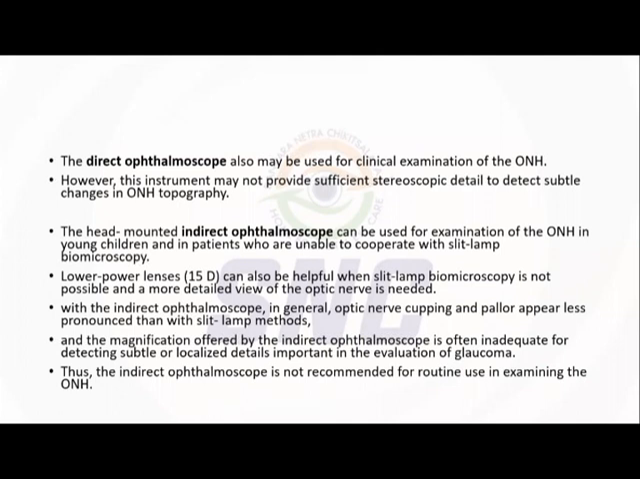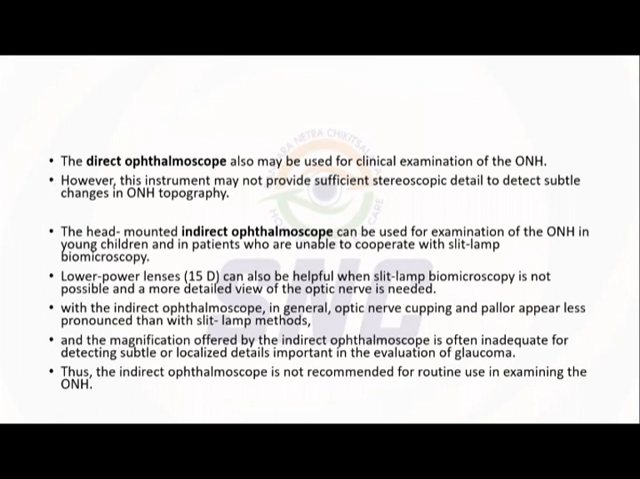Lower power lenses, like 15D, can also be helpful when slit lamp biomicroscopy is not possible and a more detailed view of the optic nerve is needed. With the indirect ophthalmoscope, optic nerve cupping and pallor appear less pronounced than with the slit lamp method, and the magnification offered by the indirect is often inadequate for detecting subtle or localized details important for the evaluation of glaucoma.